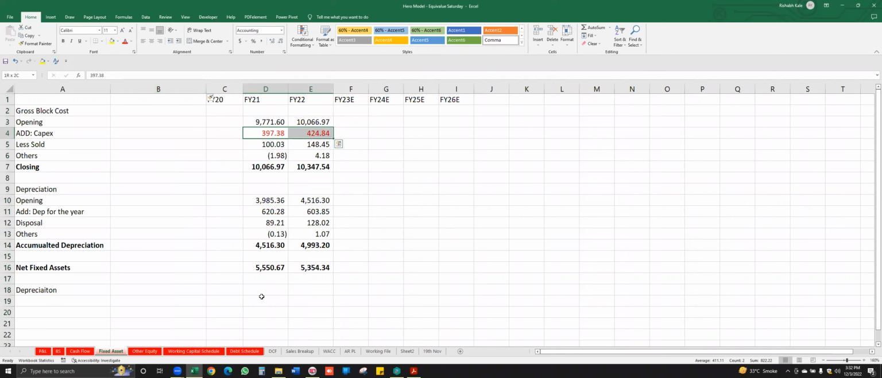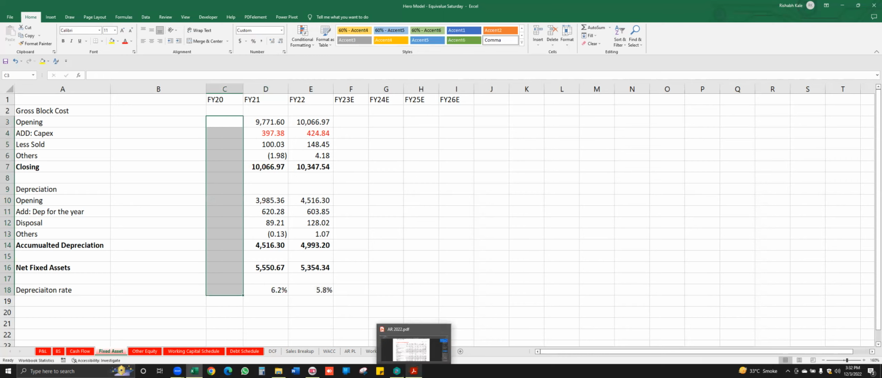Now, how will you find the depreciation rate over here? This is the depreciation that is being charged for the year, and your total assets are these gross assets. The depreciation for the year is around 6%. Same way over here is also around 6%. So you get an approximate average that your depreciation is approximately 6%, and this is for 2 years.